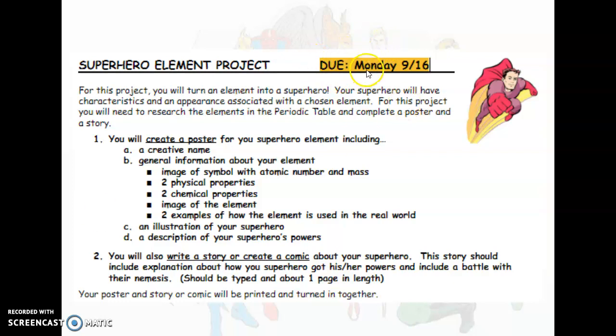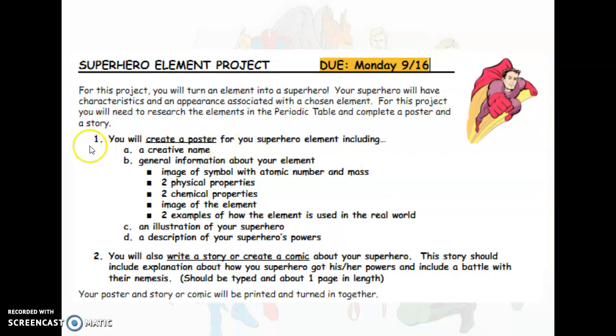And notice first thing the due date. The due date is not until Monday next week, September 16th. For this project, you'll turn an element into a superhero. Your superhero will have a characteristic and an appearance associated with the chosen element. You will need to research the elements in the periodic table and complete a poster and a story. So you're going to choose an element, get some basic information on that element, and then design a superhero based on that element.